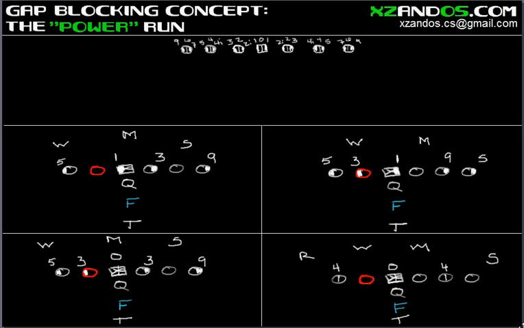It's Carter with X's and O's, and in this video I'm going to be discussing the gap blocking concept as it relates to the power run. As you can see below, I have four diagrams that I'm going to be using in just a little while to demonstrate the blocking concept in depth after we go through the rules.